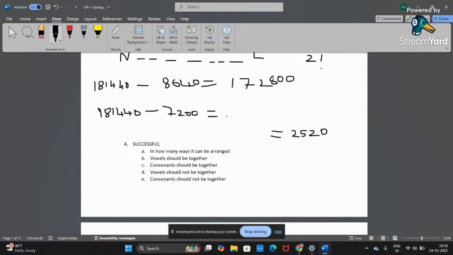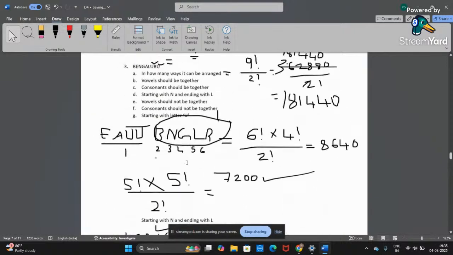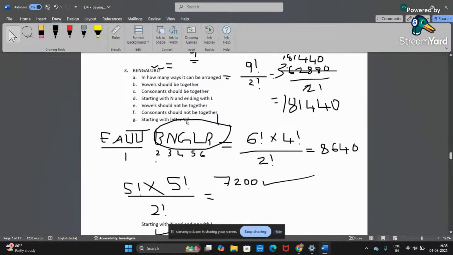What is the answer? What is the answer we'll get? We get 1744240, right? Yes. Now let's move on to the next one. Starting with letter U. That means in Bengaluru, the word should be arranged with the starting letter U. You have to find in how many ways that is going to be.